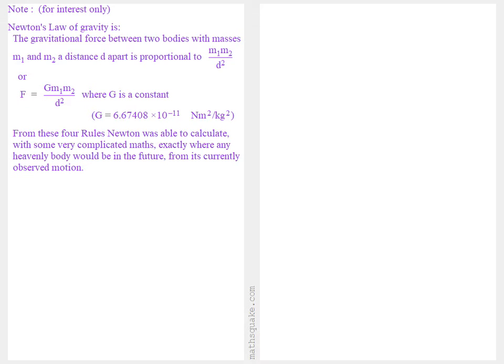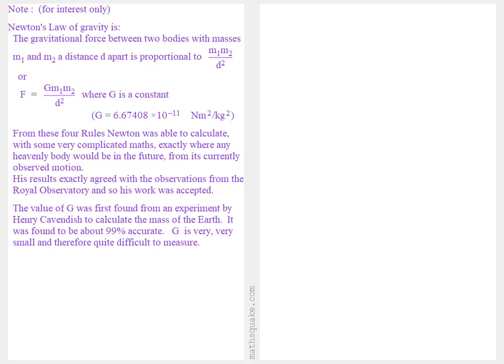From these four rules, Newton was able to calculate, with some very complicated maths, exactly where any heavenly body would be in the future from its currently observed motion. His results exactly agreed with the observations from the Royal Observatory, and so his work was accepted. Now the value of G was first found from an experiment by Henry Cavendish to calculate the mass of the Earth. It was found to be about 99% accurate, which was very good, as G is very, very small and therefore very difficult to measure.